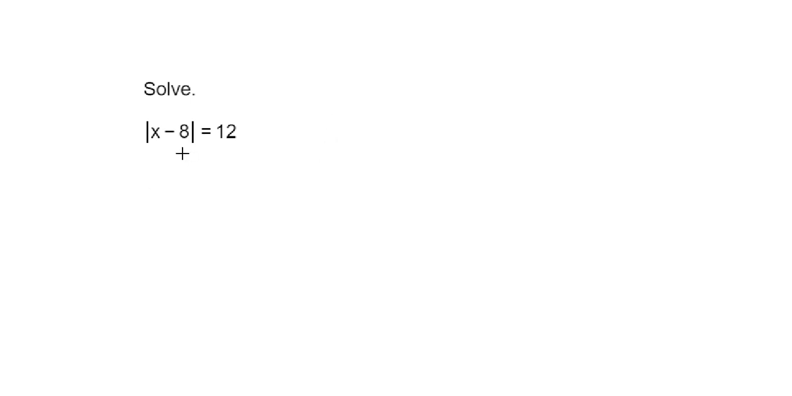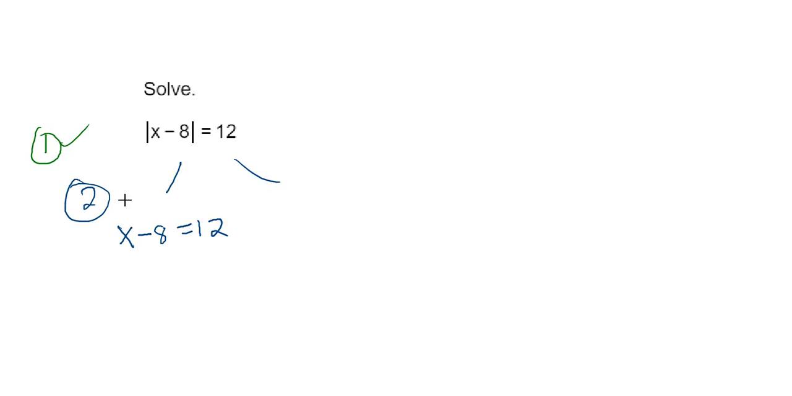All right. So what we're going to do is step 1, make sure the absolute value is by itself, which it already is. All right. Step 2, so we can go ahead and jump to step 2. We're going to split this into two regular, normal, linear equations. The first one is going to be an exact copy of the original, but without the absolute value. So I'll have x minus 8 equals 12.